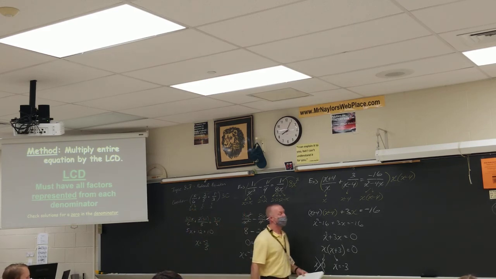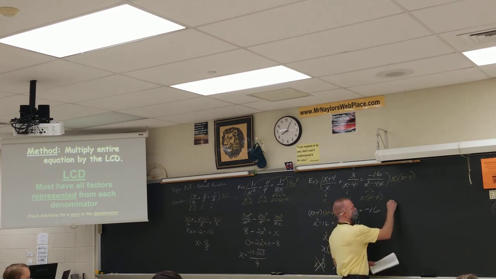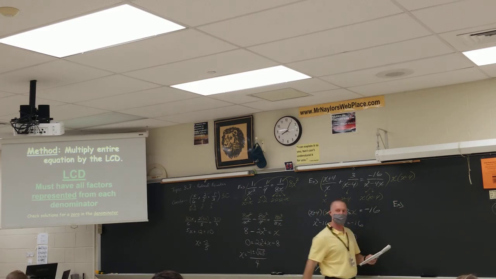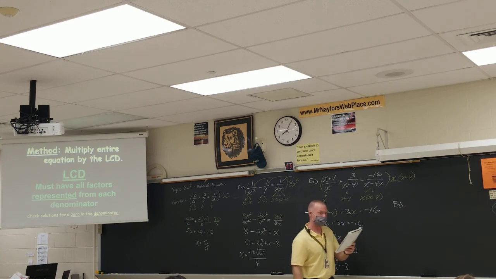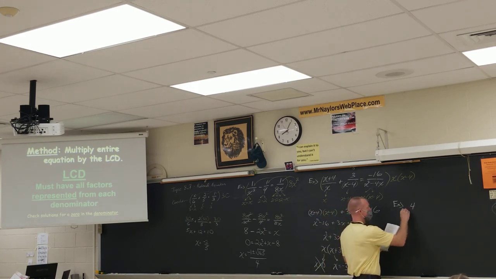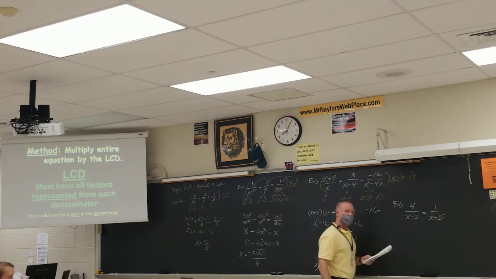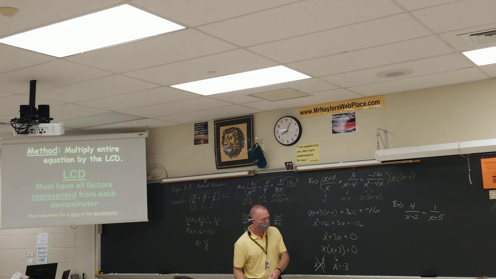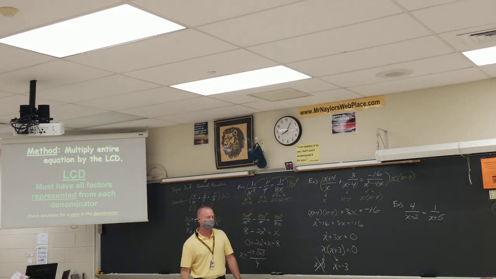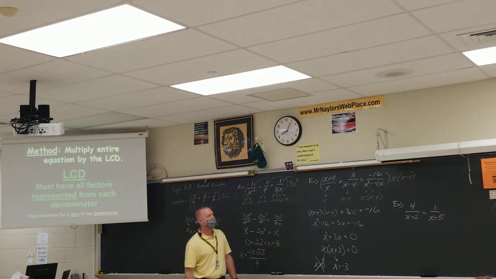One more, and then we're going to give you another lovely exit ticket. This one I have on paper to make it a little easier for you guys to work it out. Four over x minus 2, 1 over x plus 5. Before you jump too far into this one, let's pause a second.